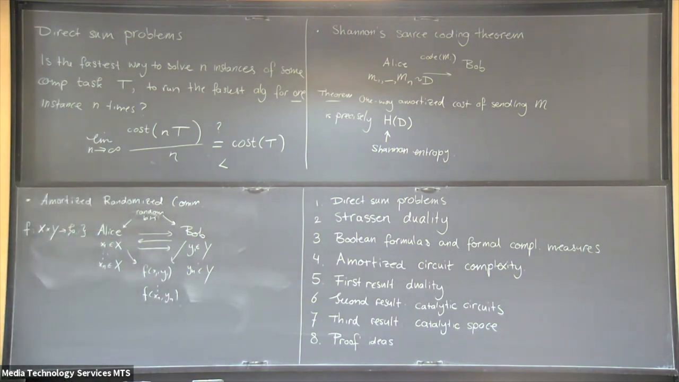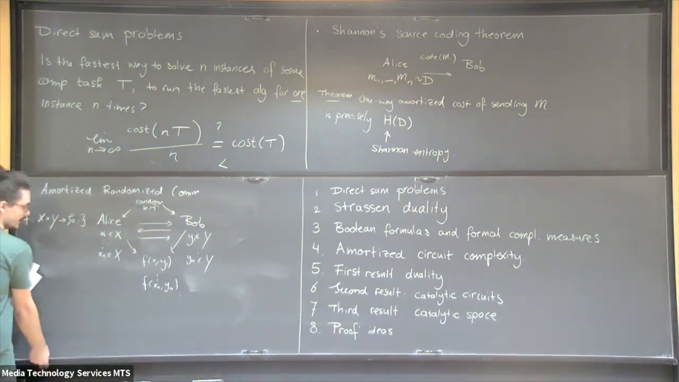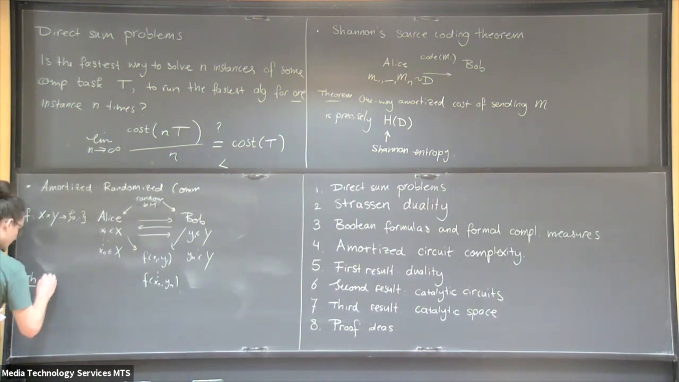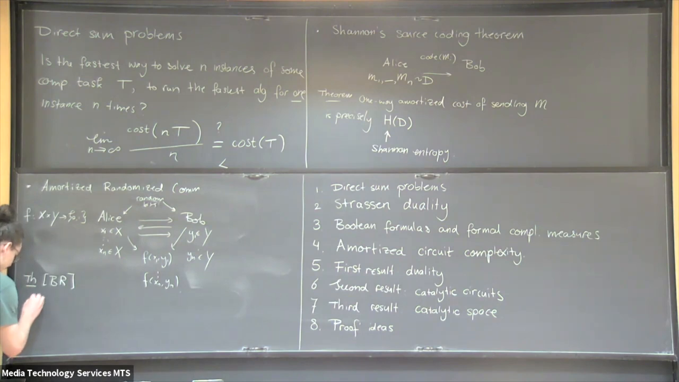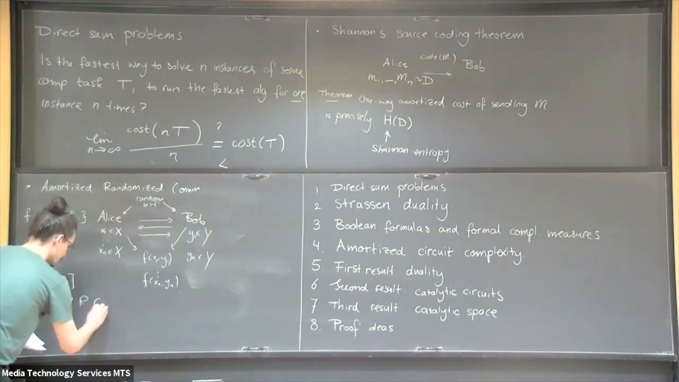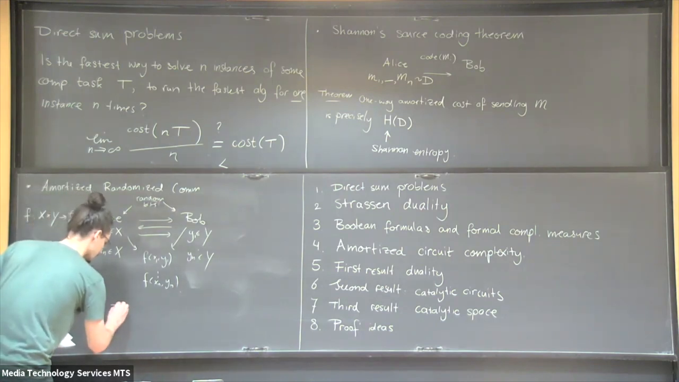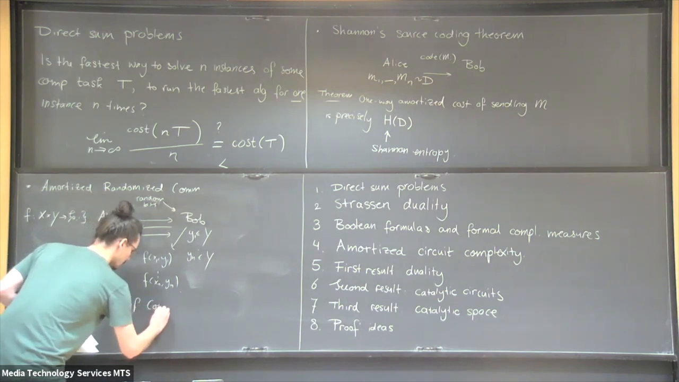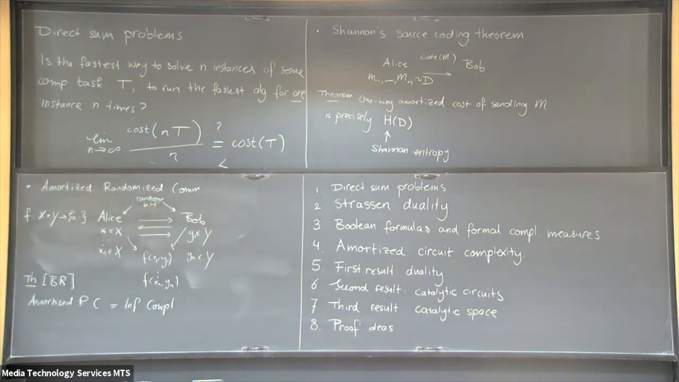And here we also have a beautiful characterization by Braverman and Rao, which says, I won't fully explain this, that amortized randomized communication equals information complexity. Okay, so whatever that is, it's a beautiful alternative characterization of this amortized complexity measure. Right? So let me just say one more word about what it is.